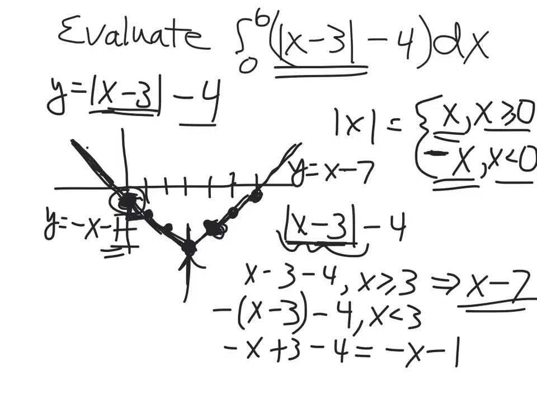So this function right here changes into a piecewise defined function, and we're going to have to split it into two parts when we look at it from 0 to 6. We're going to have to split it at 3 to be able to do the definite integral on it.